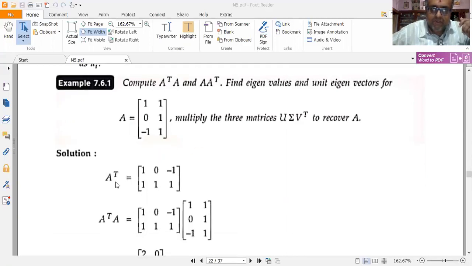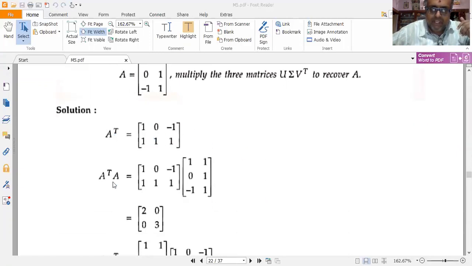Now find its transpose. The rows become the columns and the columns become the rows in the transpose matrix. So A transpose is equal to [1 0 -1; 1 1 1]. Now multiply A transpose with A to get the final matrix. So A transpose A is given by [1 0 -1; 1 1 1] multiplied by [1 1; 0 1; -1 1]. You can use the calculator or you can do manual multiplication. I hope you know how to do the matrix multiplication, so I will go directly to the final answer.